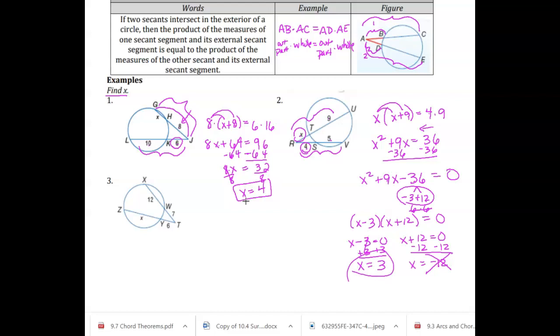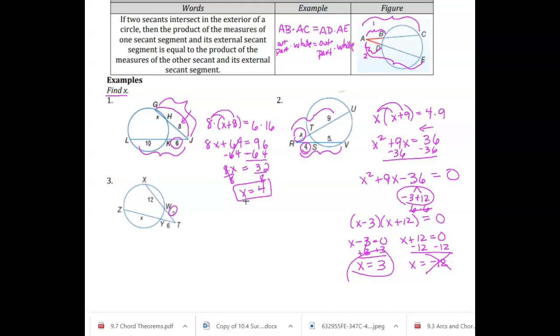So if we were to plug that in, 3 squared plus 9 times 3 gives us 36. If you don't like factoring or using the quadratic formula to solve, then as long as your answer is an integer, guess and check is okay. But if my answer would have been 3.2, you're probably not going to find it if you use guess and check. So that's kind of the downfall. All right, let's look at example 3.